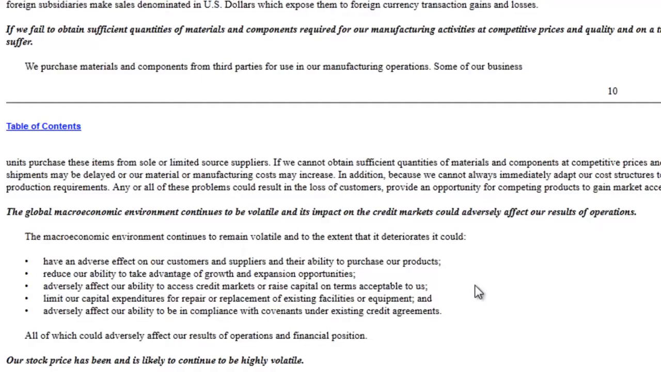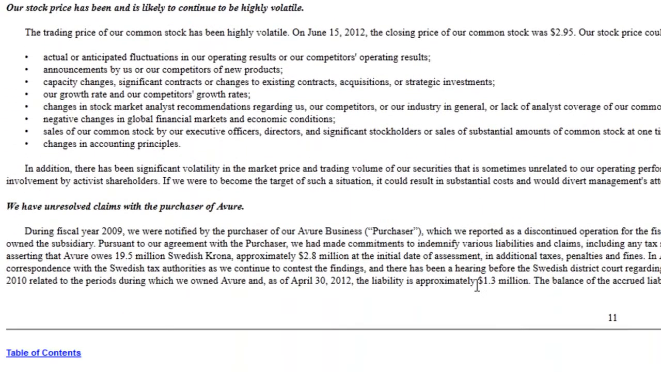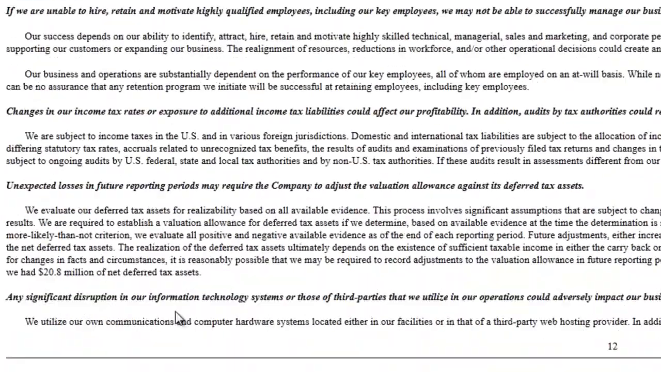Moving down. In this example, because Flow International is a relatively small company, the stock price is volatile. You want to know that. Moving down.